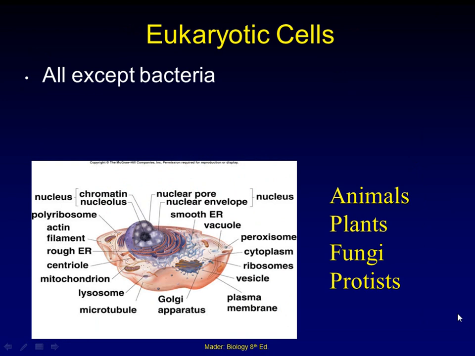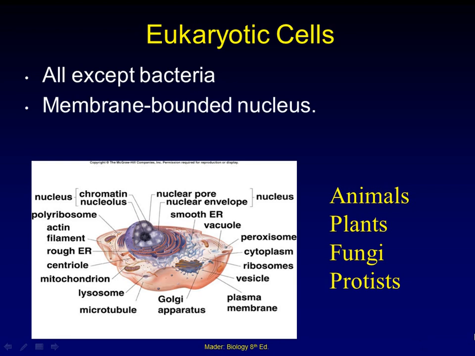Again, this would be all except bacteria. So we're talking about the cells of animals, plants, fungi, protists. Those cells that have a membrane-bound nucleus. We see the nucleus right there. It's usually the most prominent structure seen in the cell. There's the nucleus. Lots of organelles. That's all these structures we see that are labeled here. We're going to go over them and have a general understanding today of what all of these things do.